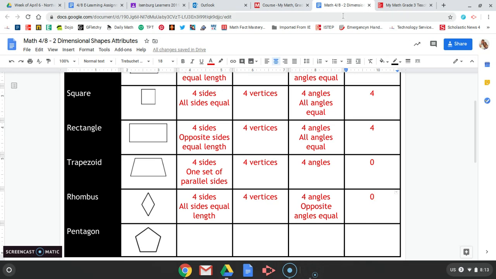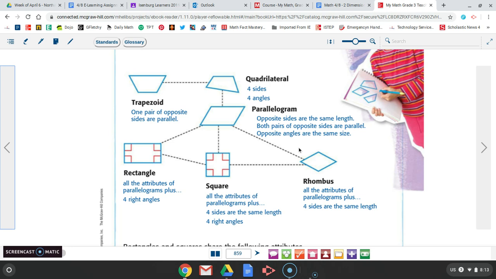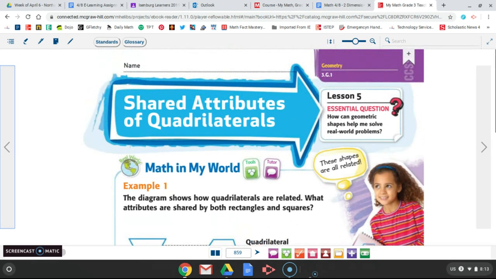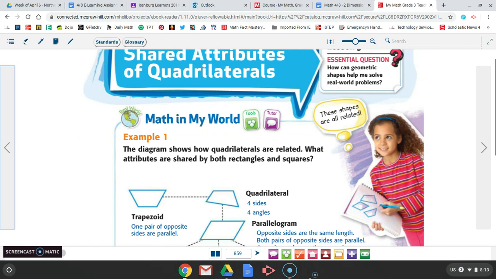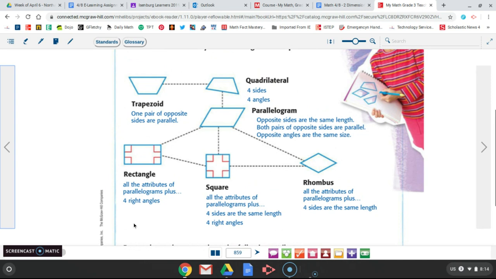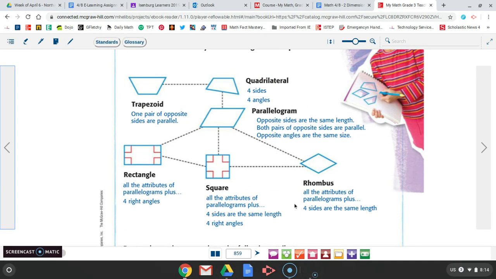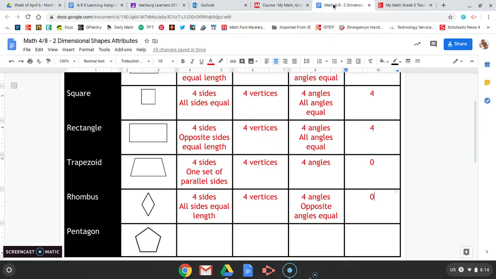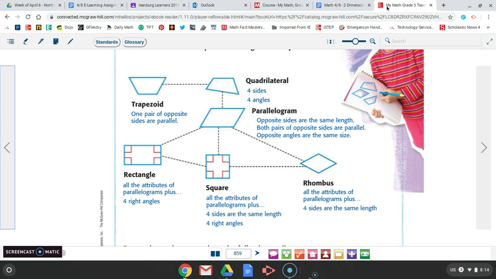So now you need to have your math book out, and you need to turn to page 859, and you'll see the top of that page says shared attributes of quadrilaterals. So we're going to go ahead and get started on this, and you'll notice this crazy diagram that they have has all the information that we just put on our chart. So when you're doing your independent work, you can either pull up your chart that looks like this, or you can keep your book flipped open to this page of your math book to help you remember all the rules of the shapes. That's going to be very important today.